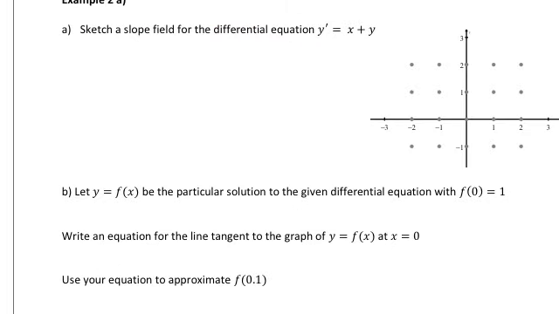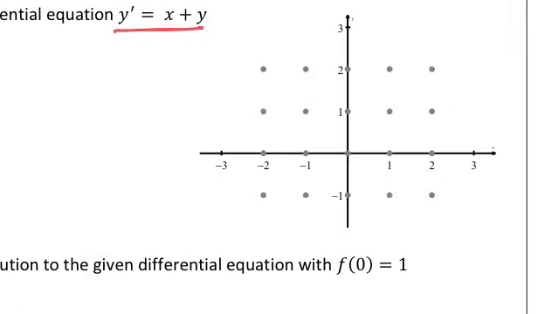Okay, so let's sketch a slope field for this equation, y prime equals x plus y. So you want to just think about your x and y coordinates. Here at the origin, both are 0, so their sum is 0. Then at this point, it's (1, 0) is my xy point. So the slope is going to be x plus y, which is 1.